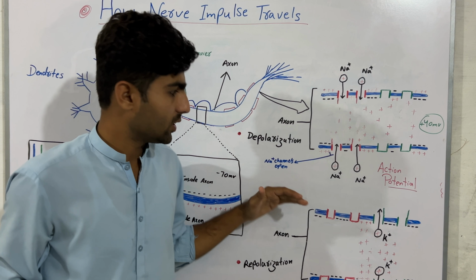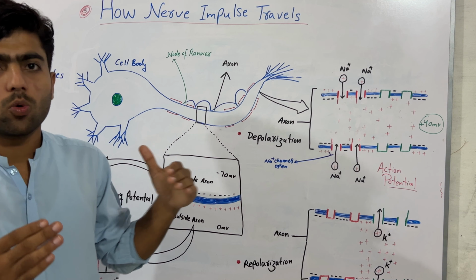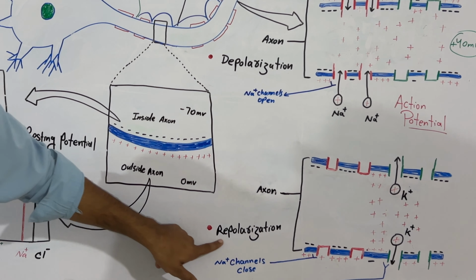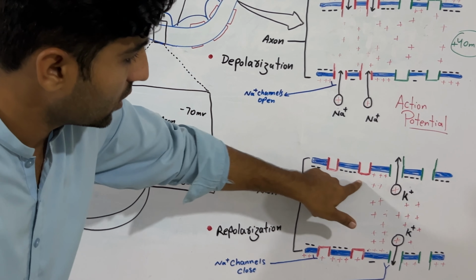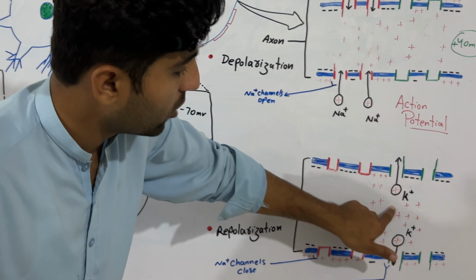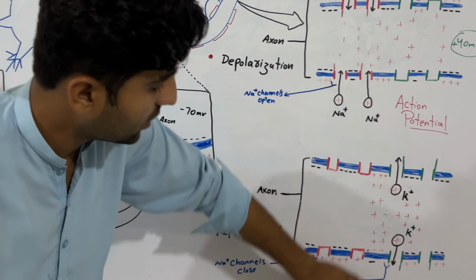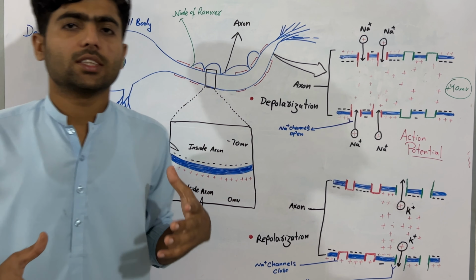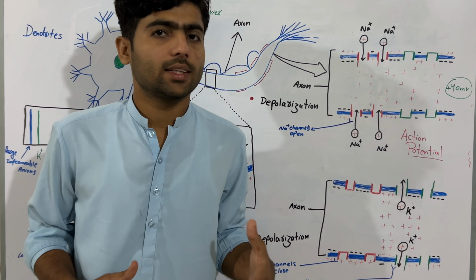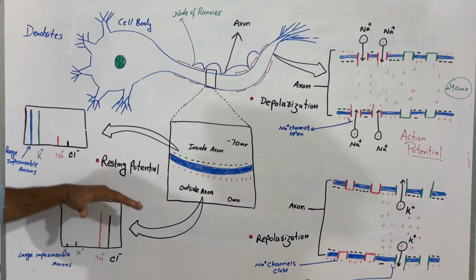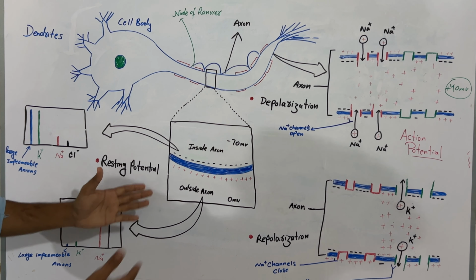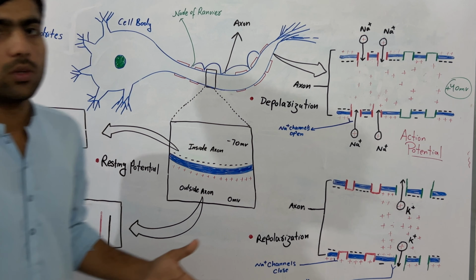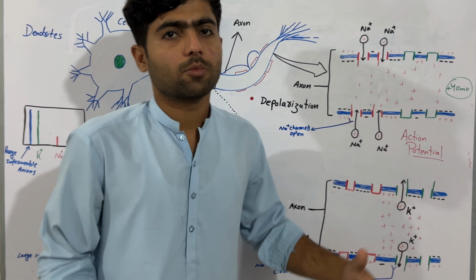Immediately after depolarization, the neuron needs to return to normal. That's repolarization. The sodium channels close and potassium channels open, allowing potassium to move out. This makes the inside negative again. Sometimes the neuron becomes a little too negative. That's called hyperpolarization. But soon it comes back to the resting level. The sodium-potassium pump again pushes the sodium out and potassium in, restoring the original ion balance. Now the neuron is ready for another impulse.